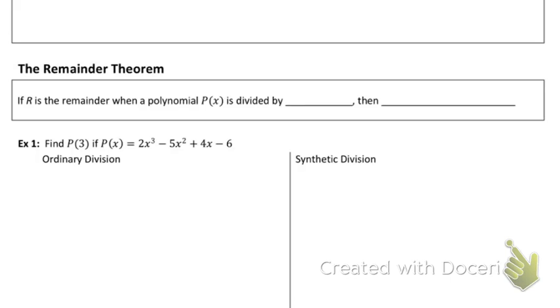And we're going to come up with this remainder theorem. The remainder theorem says if r is the remainder, so remember if like remainder 5 is, I'm done dividing, I have this extra number, that's what we're talking about. If r is the remainder when polynomial p of x is divided by x minus c, then p of c equals that remainder.